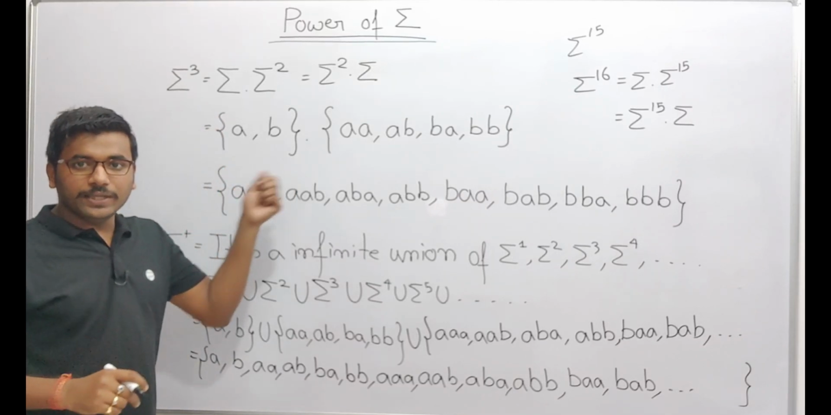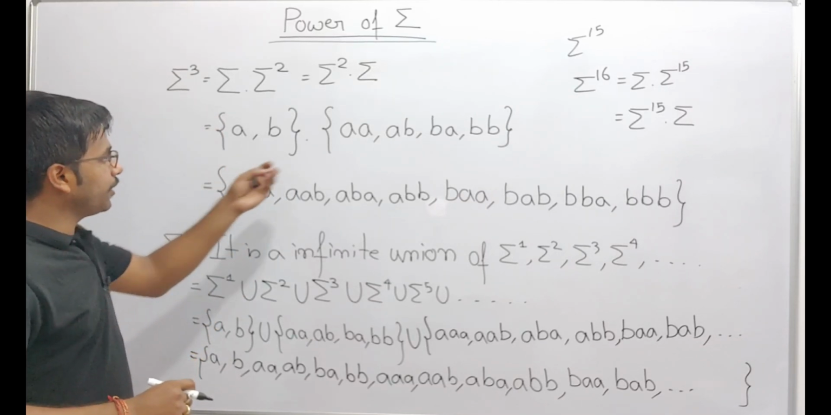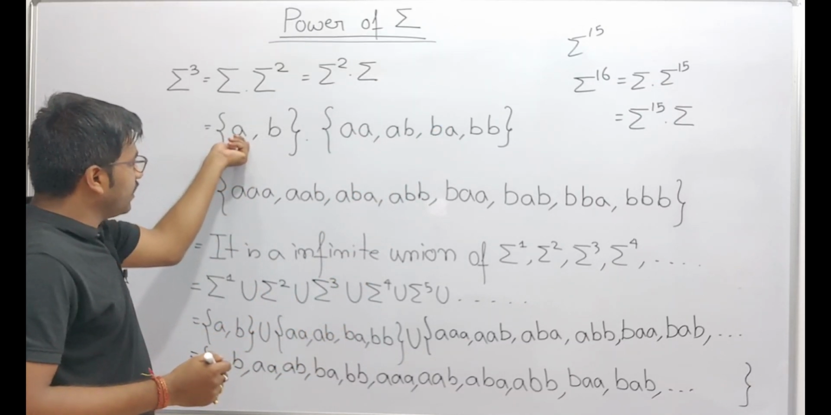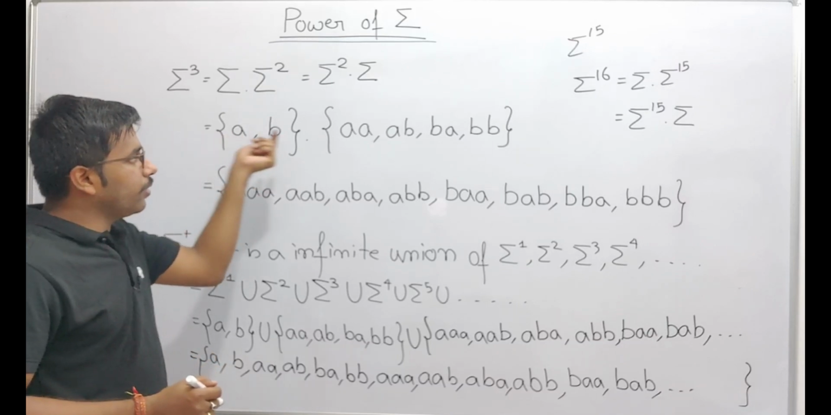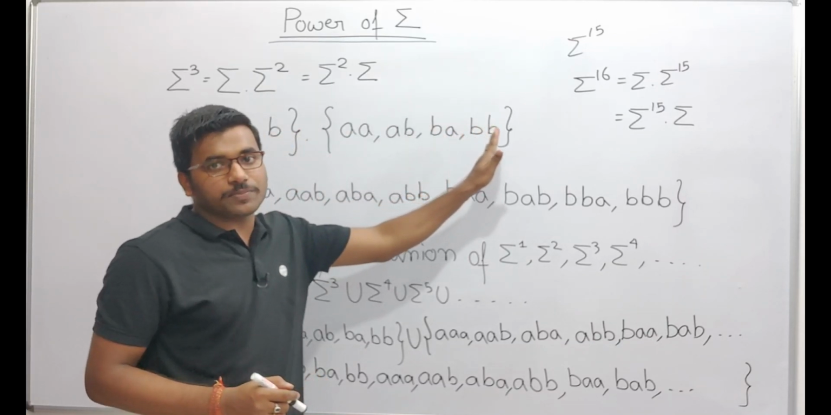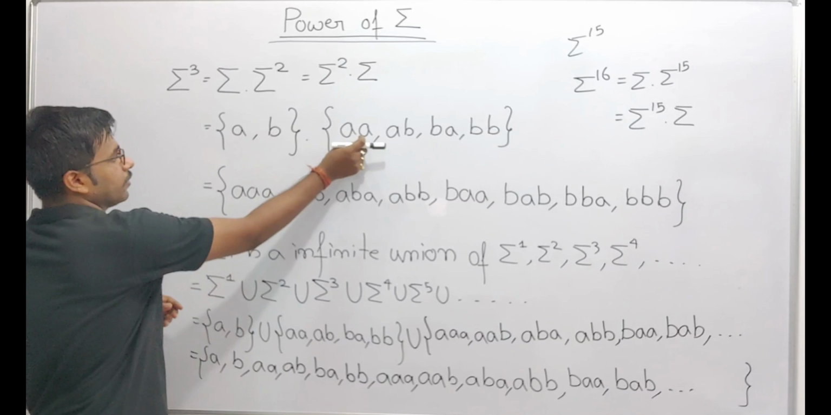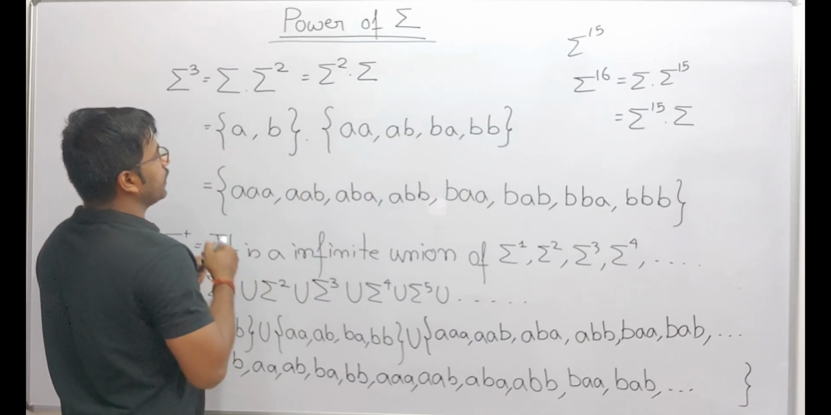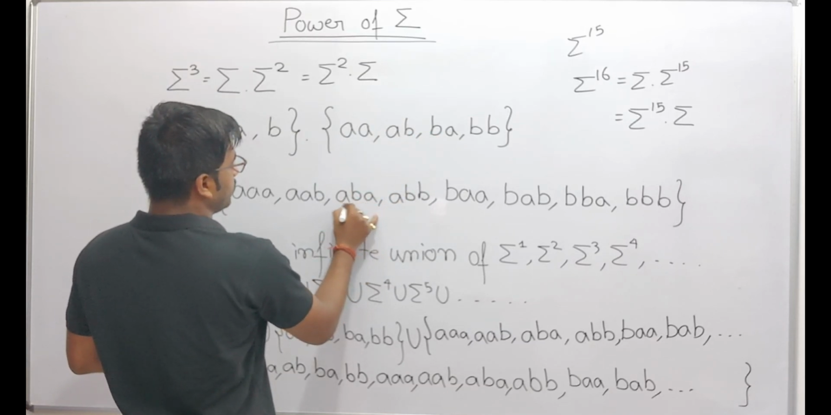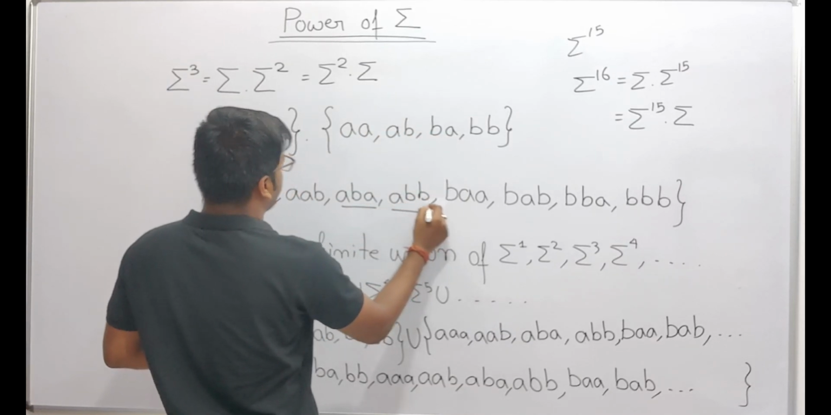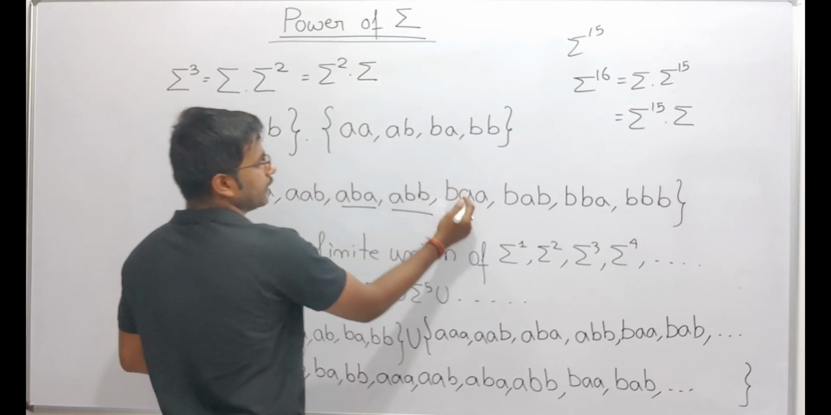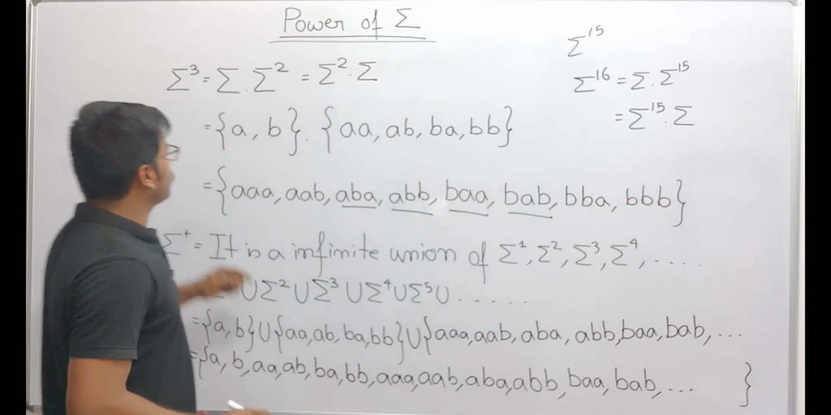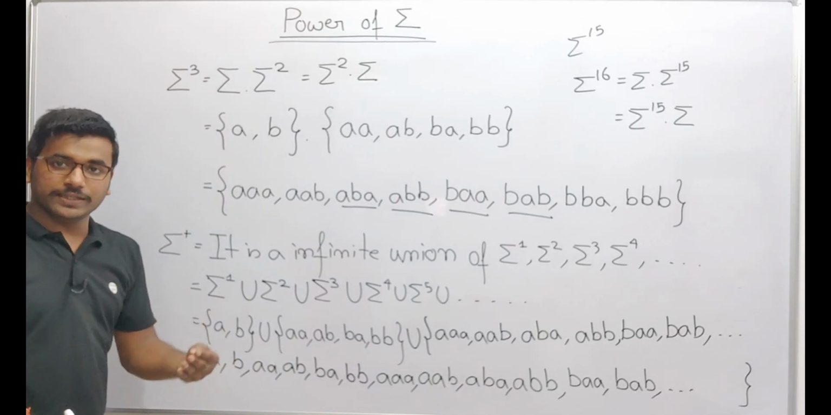For sigma is a b and sigma 2 is a a, a b, b a, b b, you have to do concatenation. You take every string from this set and concatenate it with all the strings present in the other set. So a dot a gives a a a, a a b, then a b a, a b b. Similarly for b: b a a, b a b, then b b a, like this. So sigma 3 gives the set of all strings of length 3.